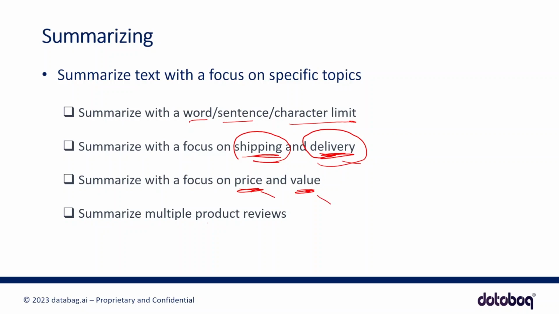You can also summarize multiple product reviews as well. So what we are trying to say here is you can summarize focusing on different topics, on different aspects, on different directions. It could be delivery, it could be shipping, it could be price, it could be value, it could be product reviews. The summarizing examples in this list are for a specific example which you're going to see in the Jupyter notebook, but it could be anything else, based on your specific use case.